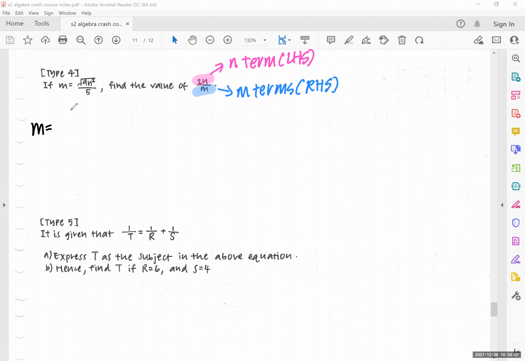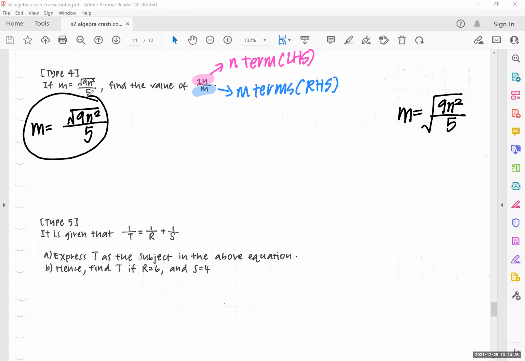Now, we have m is equal to square root 9n squared over 5. Correct or not, guys? Now, a lot of students, listen here, very important. A lot of students thought it's like that. It's not the same. Because over here, the square root belongs to who? 9n squared. Only belongs to 9n squared. But over here, the square root belongs to who? 9n squared over 5. It belongs to 9n squared and belongs to 5.